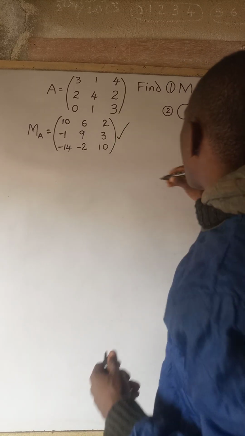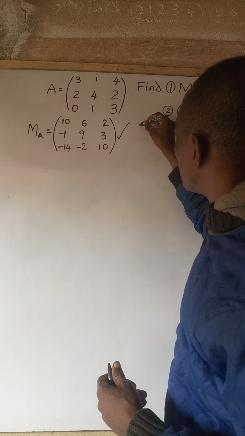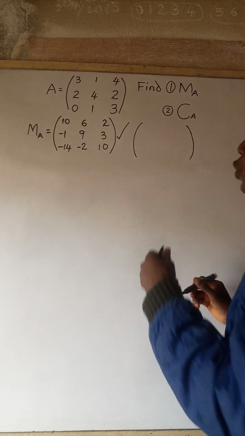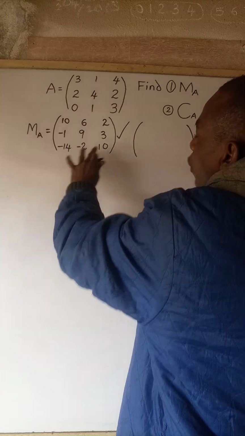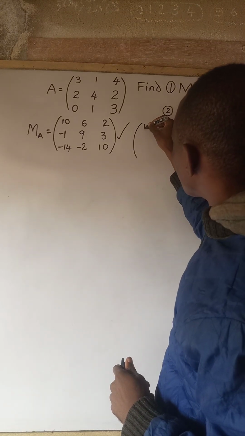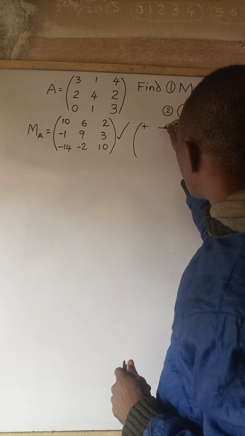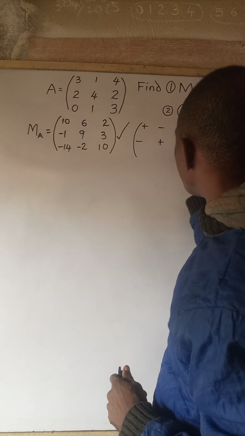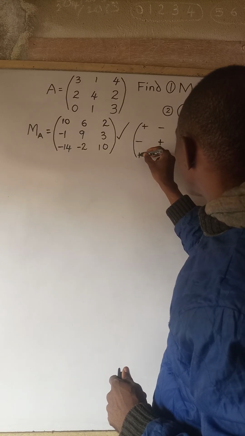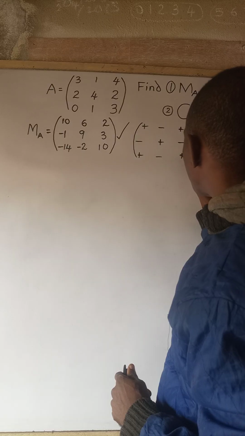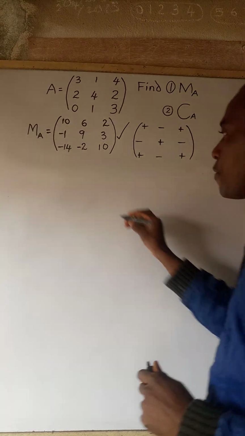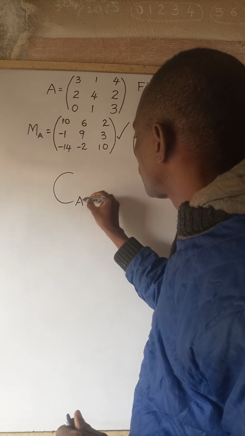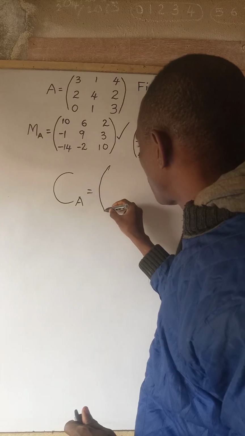So for the minor, this is what we have. Now for the cofactor, there is a code that we normally apply, and the cofactor is obtained from the minor. So the first code that we have here is plus, minus, plus, minus, plus, minus, plus, minus, plus. So this is the code that we're going to apply here. So for the cofactor, we now open bracket again.